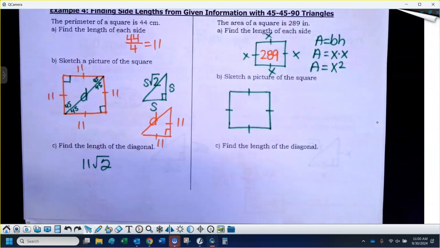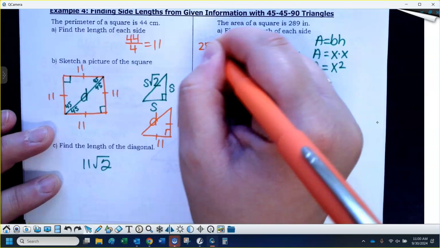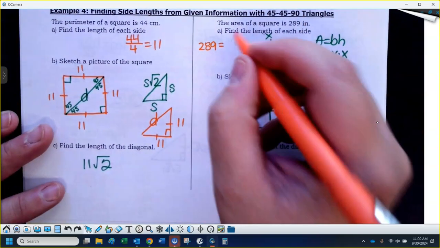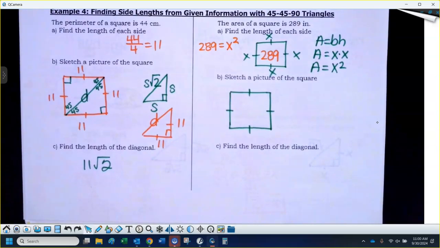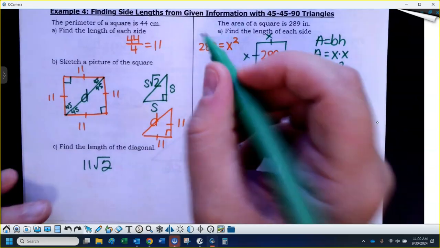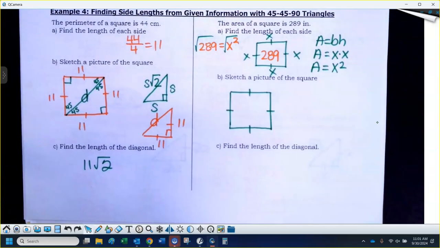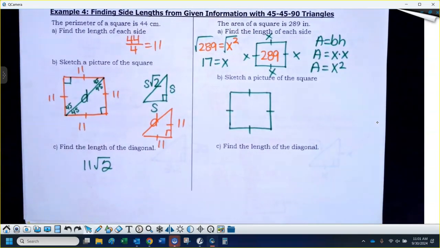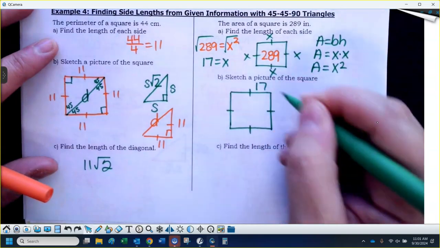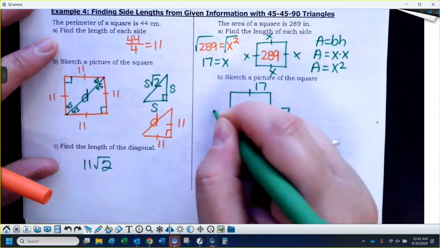For any square. Now, if I know the area is 289, and that's going to be equal to my side squared, how would I figure out the side length? Like, what would you do to the 289? Take the square root. And it is a nice number, actually. If you take the square root of 289, let's see, should be 17. Perfect square.